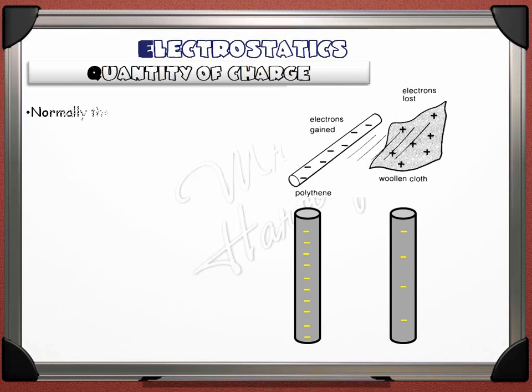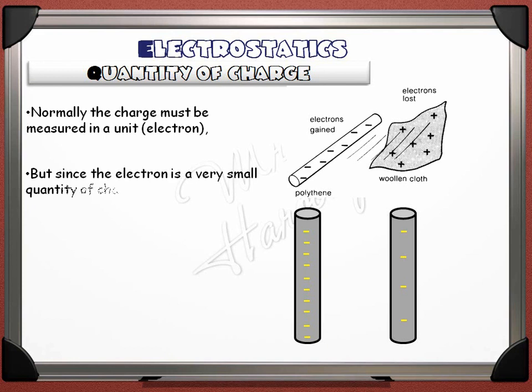This means that the charge is a measurable quantity. Normally, that charge must be measured in a unit electron. But the electron is a very small unit to be used by common cases of charge measurements. So we will replace the electron as a unit with another bigger unit. This unit is the coulomb. It's given this name after the name of the famous physicist Charles Augustin de Coulomb. Since the electron is a very small quantity of charge, it is replaced by a bigger unit, the coulomb.